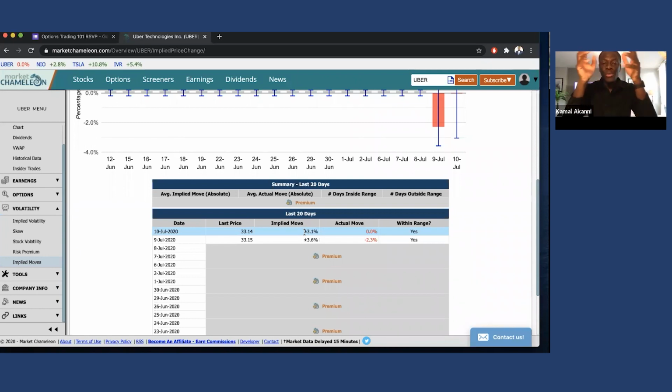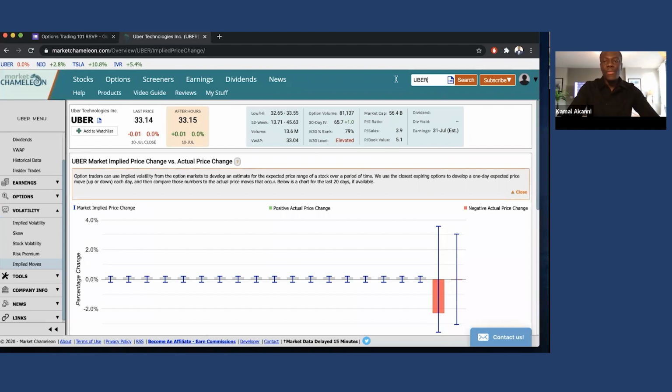But it still moved within that range because it's between 0 to 3.1%. So it did not move at all. It was zero. It was literally flat. So which is why it's showing within range. Yes, it is within range.